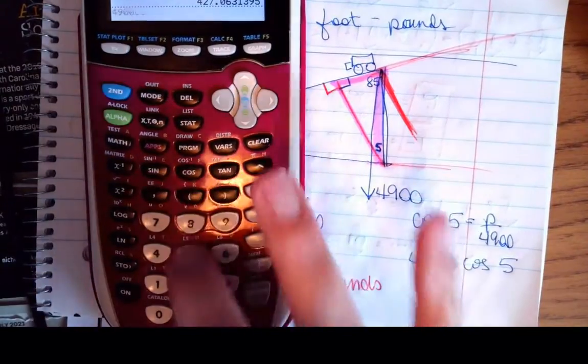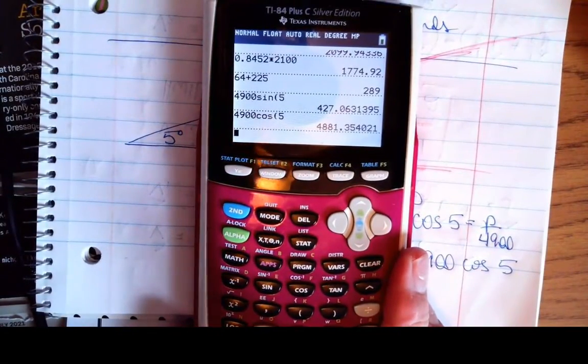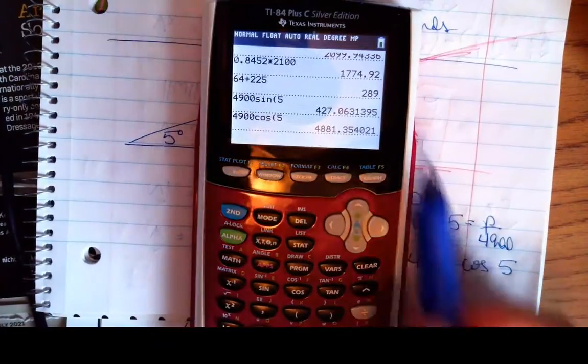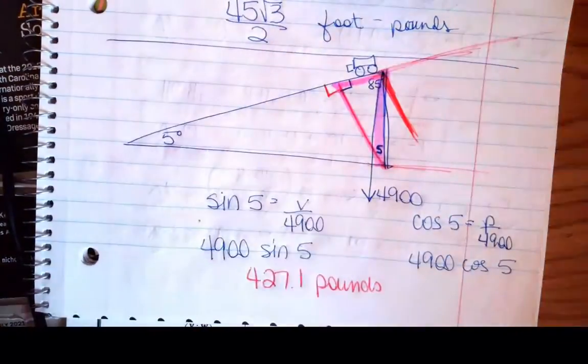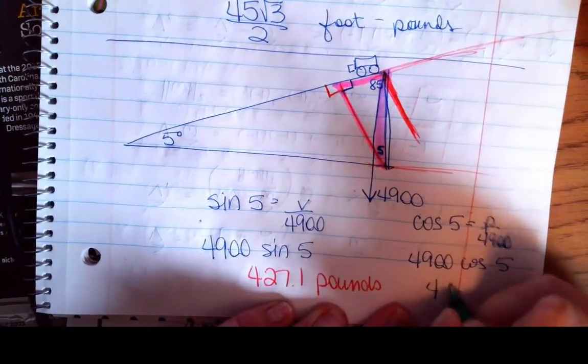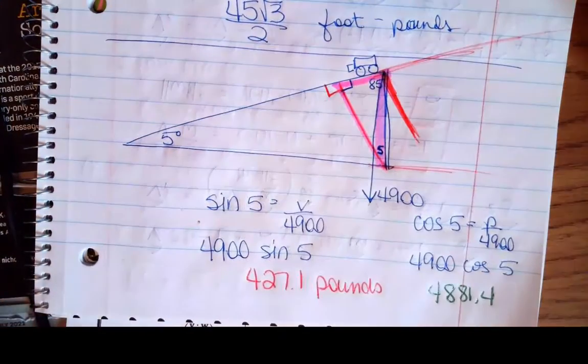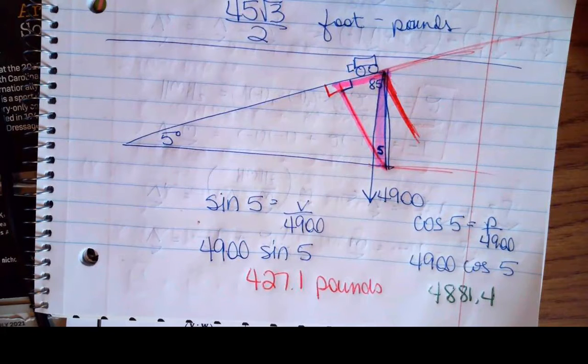So 4,900 cosine 5 gives me 4,881.4 pounds. Okay, so that means you can do another one.